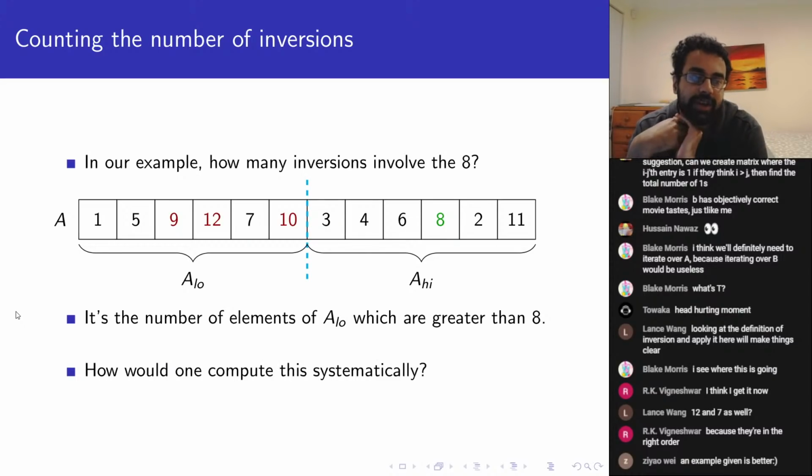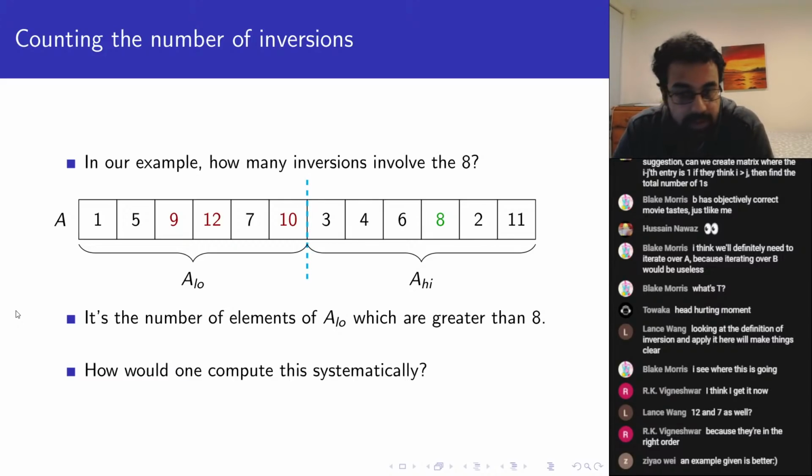The issue is we need to count this systematically. We need to count all the inversions crossing the partition, and we need to count them quickly. So we want some way of counting that there are 5 inversions involving the 3, 5 inversions involving the 4, only 4 inversions involving the 6, 3 inversions involving the 8, and so on. And we want to do this efficiently, whatever efficiently means. We don't yet have a system for doing this.